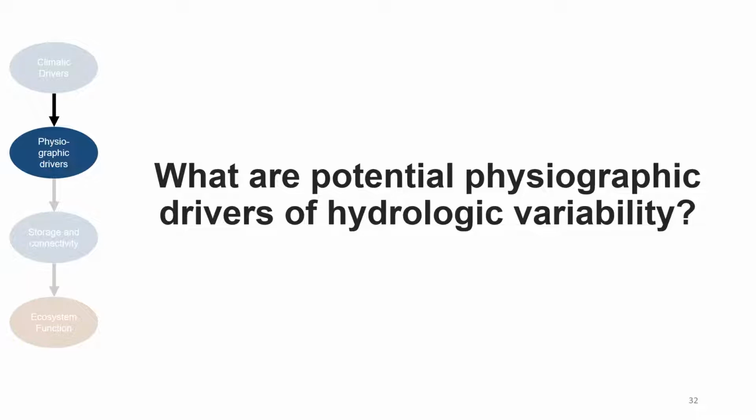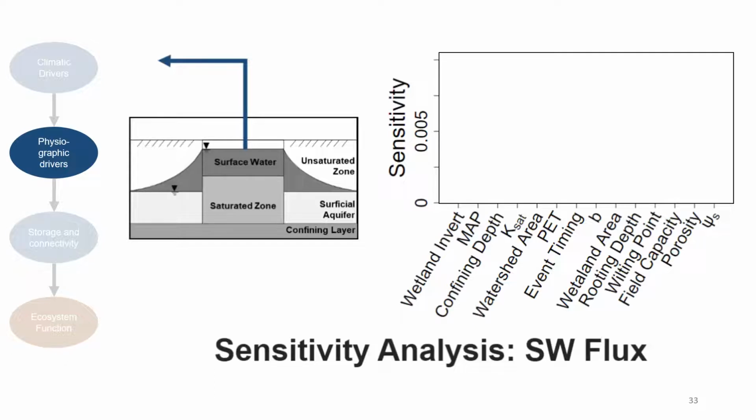hydrologic variability? Now, when I was doing this work, it was during the first, or maybe the second, depending on how you count it, the second round of WOTUS. So we were really concerned about how these wetlands impact downstream waters. So the first step is, well, how much water moves from the wetland to downstream areas? So this was our attempt to characterize that. And so we did a sensitivity analysis.